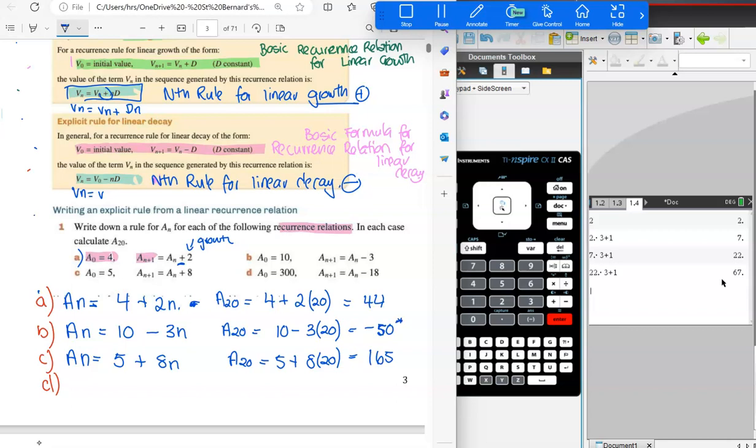Okay, let's do this last one. A0 was 300 in the last case, and it's a linear decay. So it'd be negative 18 times N. If I wanted to find A20, it'd be 300 minus 18 times 20, which equals negative 60.